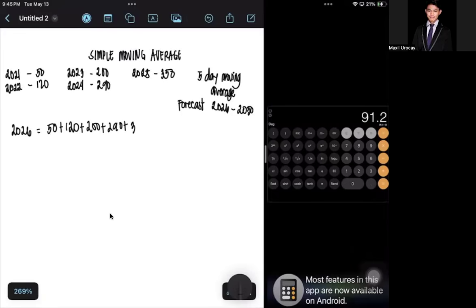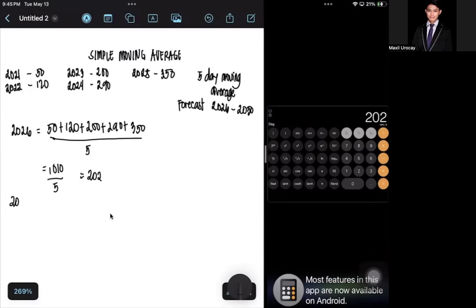350 over 5 as your moving average. So you will need to calculate that one by one. So 200 plus 290 plus 350. So that is 1010 over 5. That is equal to 202. So that is how you will identify the 2026. So that is super basic.